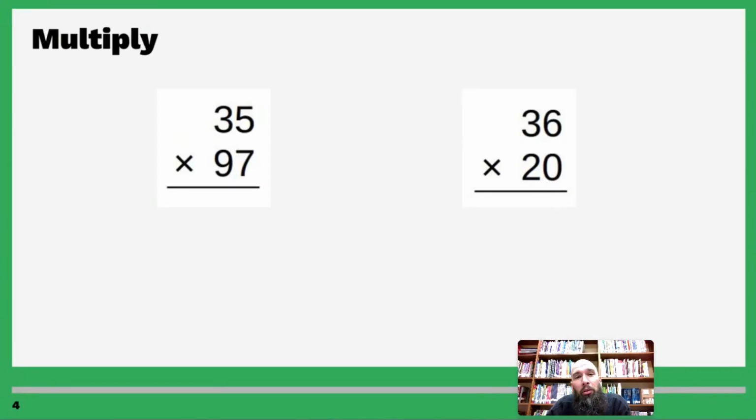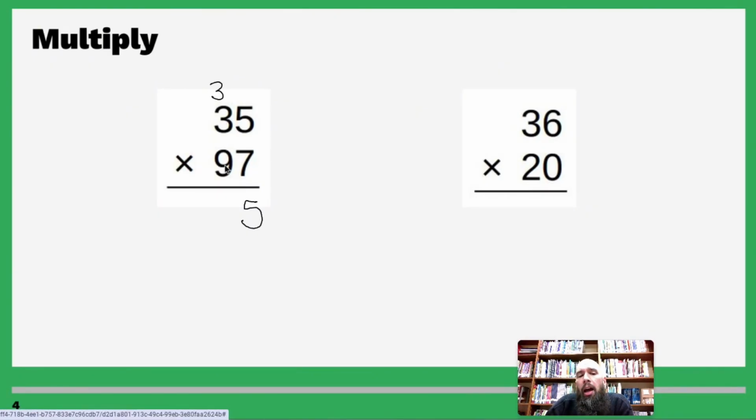Now we go on to double digits times double digits, and things get a little bit more challenging. All right, so we're going to do the same thing. We're going to focus on the ones digit here. So we have 35 times 97. Look at the ones digit. Look at the 7, look at the 5. 7 times 5 is 35. So drop down the 5 part of 35 and carry the 3.